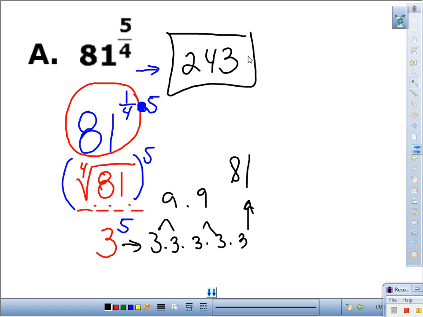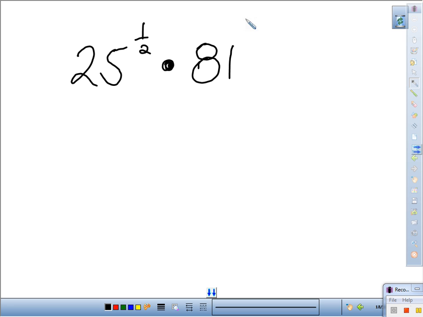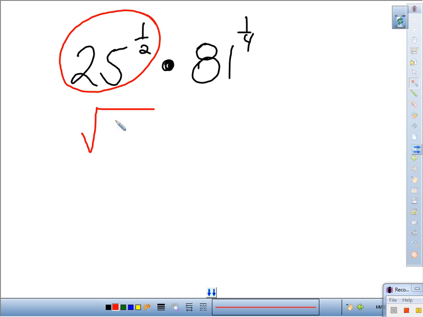Okay, I'm going to go over some from the home plate that are similar to this before I move on to the next thing. Here we go. So get your home plate in front of you, for those of you that struggled with some of these. I'm going to start with number 17. Number 17 shows 25 to the 1/2 times 81 to the 1/4. All right, we know how to change this to a radical, don't we? Yes, radical 25.